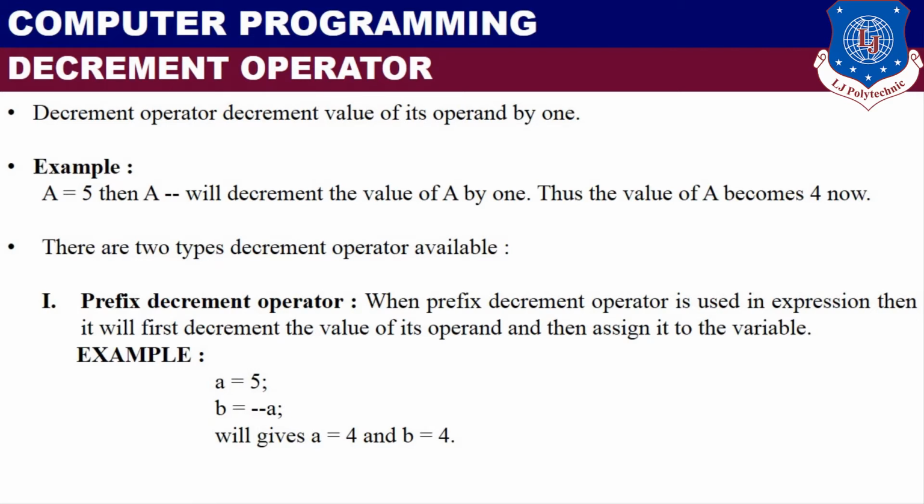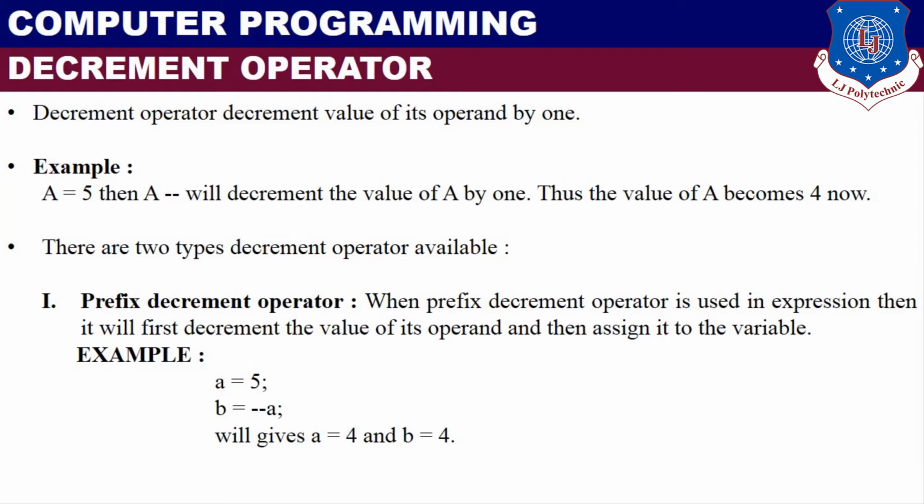Decrement operator decrements the value by 1. For example, a equals 5, then a-- will decrement the value by 1. Thus, the value of a will become 4. Same as in increment, decrement has two types: prefix decrement and postfix decrement.